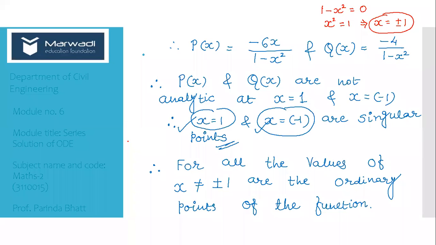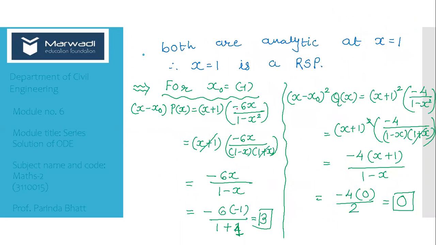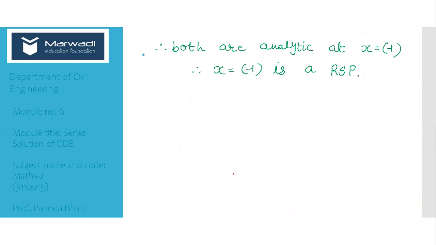That's why these 2 points are known as the singular points, and all other points are known as ordinary points. After finding the singular points, individually check for each and every point whether the 2 conditions of the regular singular point are satisfied or not. We checked over here for x0 equal to 1 as well as x0 equal to minus 1.